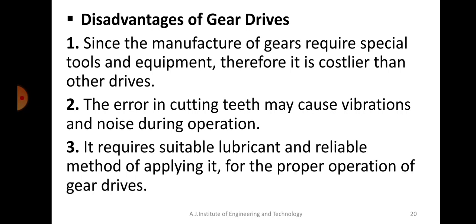Second point, in continuation to the first only, the error in the cutting teeth may cause noise and vibration during operation. So the gear cutting or the teeth that is produced should be very much accurate, and if there is any mismatch in the gears, it will result in noise and vibration, and in turn it will spoil the gears, right? So it has to be very precisely cut so that the proper meshing of the gears takes place.